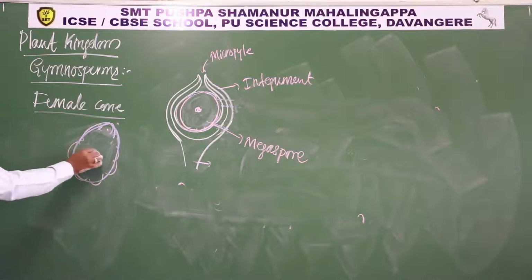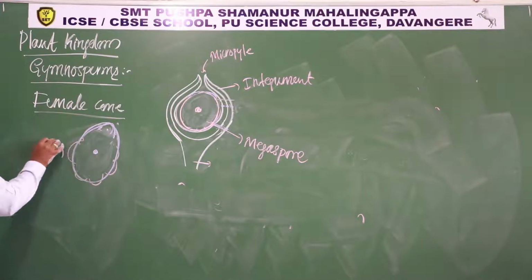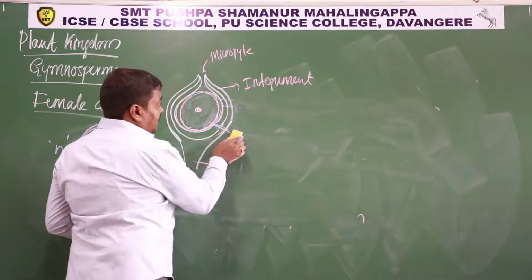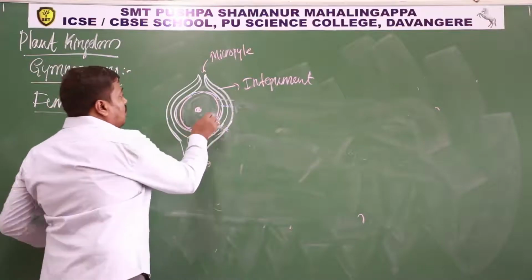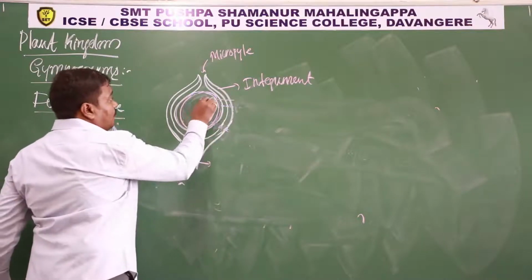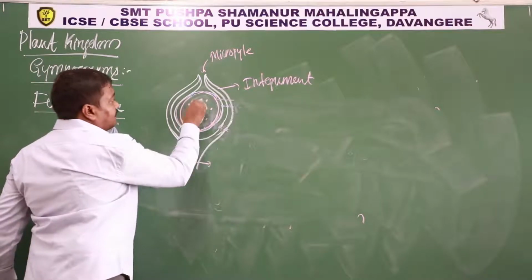Okay, now this cell, since it has undergone meiosis, it is haploid. Okay, haploid nature. Now this cell, this megaspore, now undergoes mitotic division. Only the nucleus undergoes mitotic division to form many nuclei.